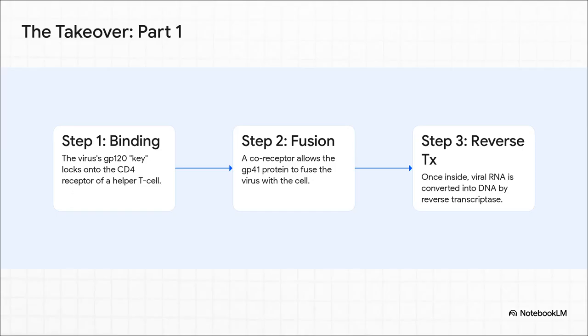Let's walk through it. The first move is all about getting through the door. In step 1, that GP120 protein on the virus, the key, locks perfectly onto a CD4 receptor on one of our T cells. But one lock isn't enough. It's like two-factor authentication. So for step 2, it also has to bind to a second co-receptor, something like CCR5. Only when both are engaged does that GP41 protein spring into action, basically harpooning the cell and fusing the virus to it. And bam, the virus is in. Immediately, its star enzyme, reverse transcriptase, starts doing its thing, rewriting the viral RNA into DNA.